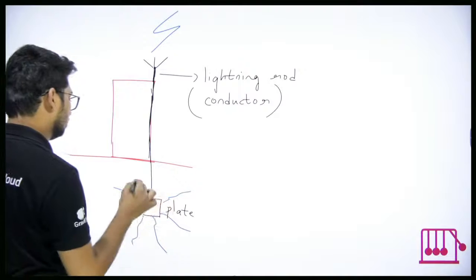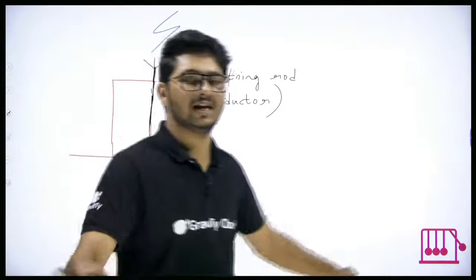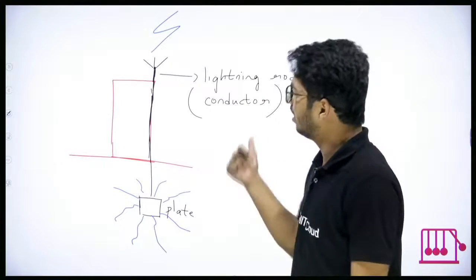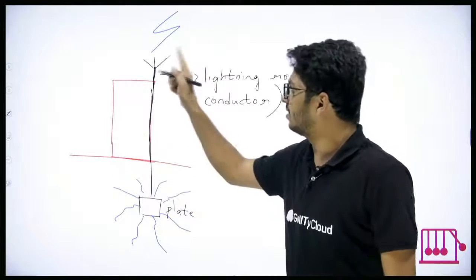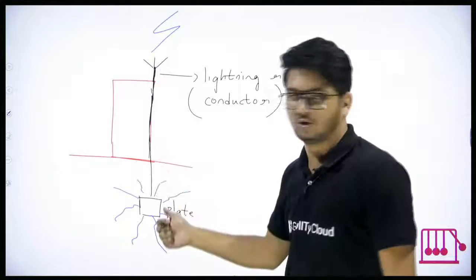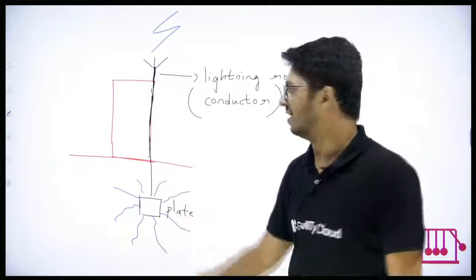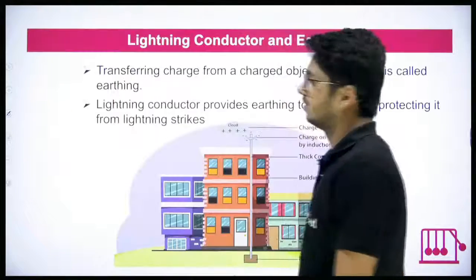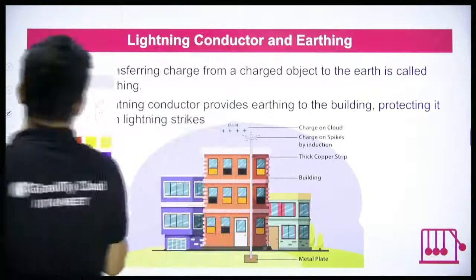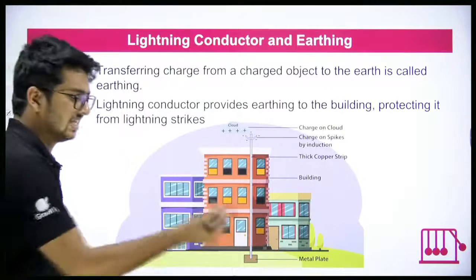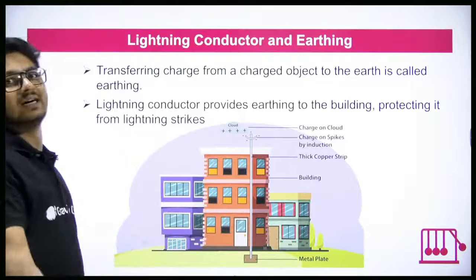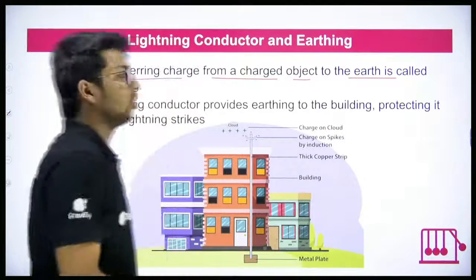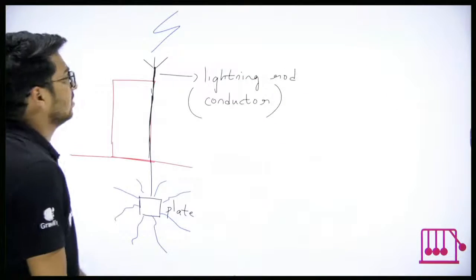It goes into the ground, so it spreads in every direction. Understood? That's how a lightning rod protects the building. Lightning strikes the lightning rod and goes through it into the earth, so it does not damage the building. That principle is earthing. Transferring charge from a charged object to the earth is called earthing, and that's what we are doing here.